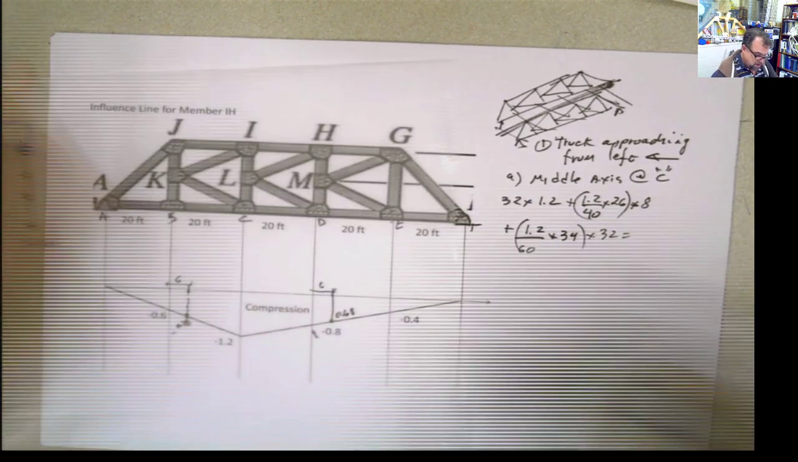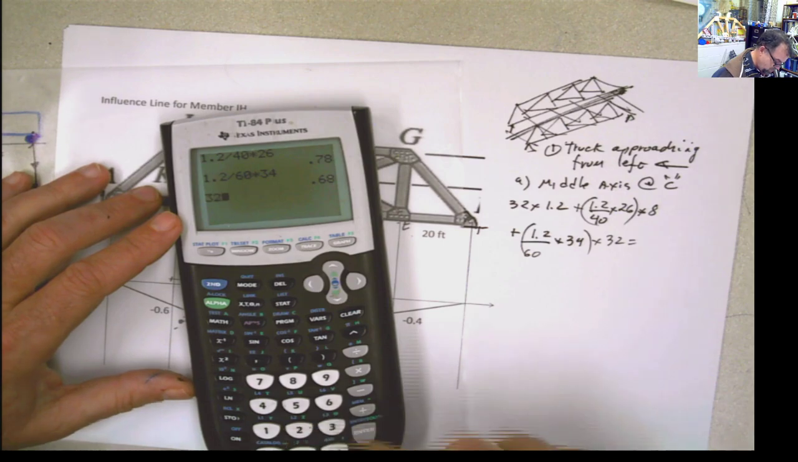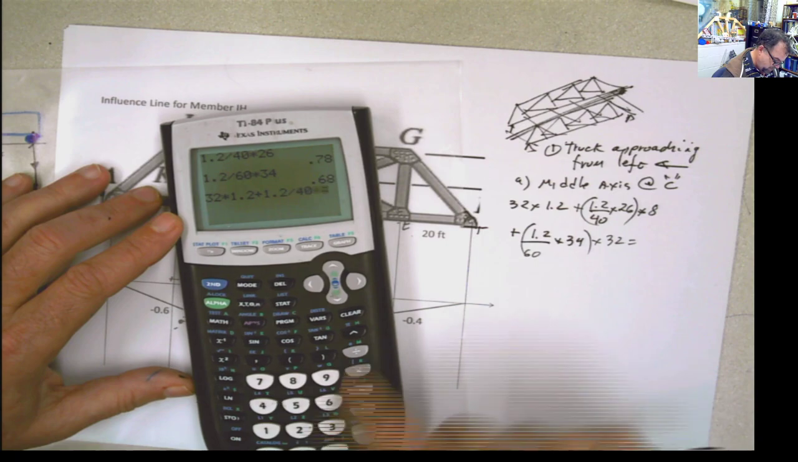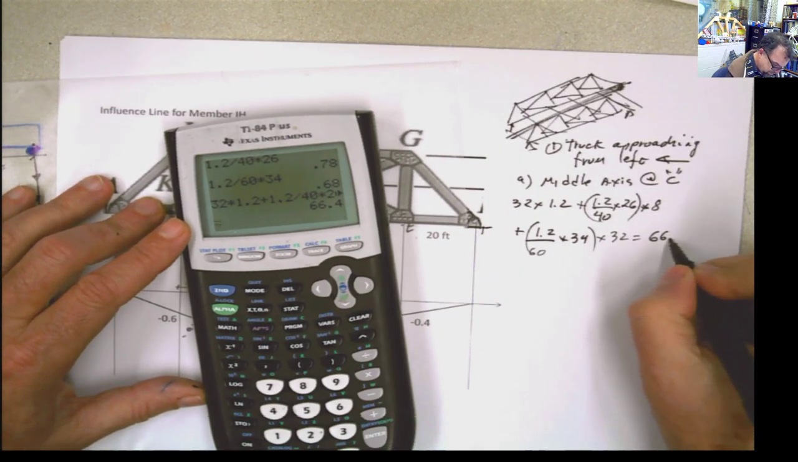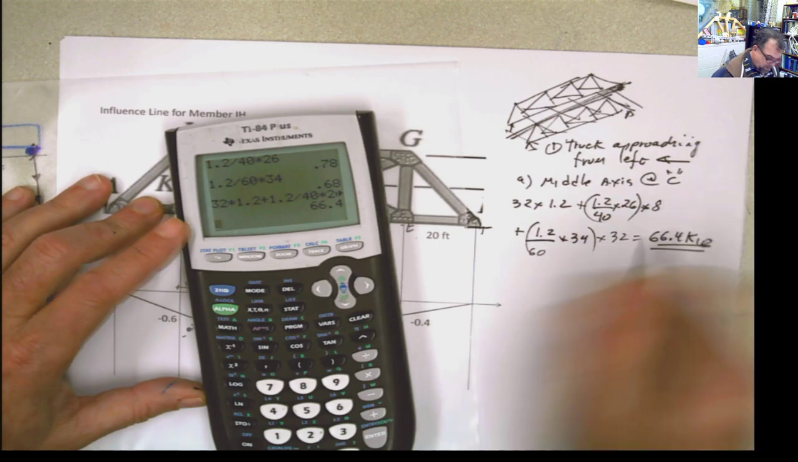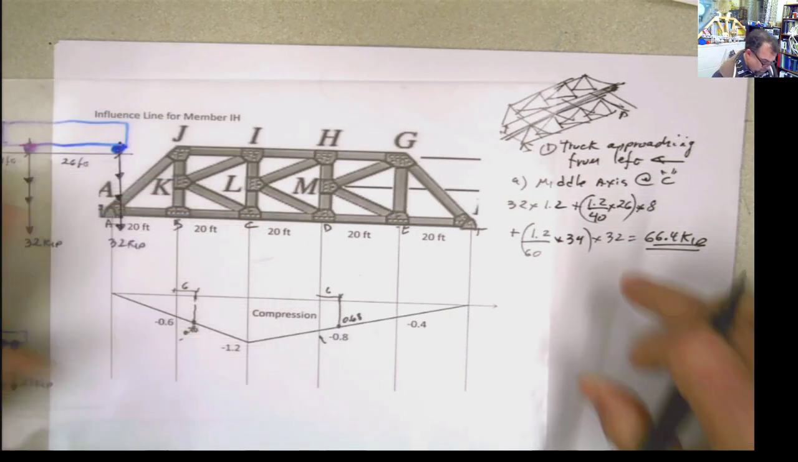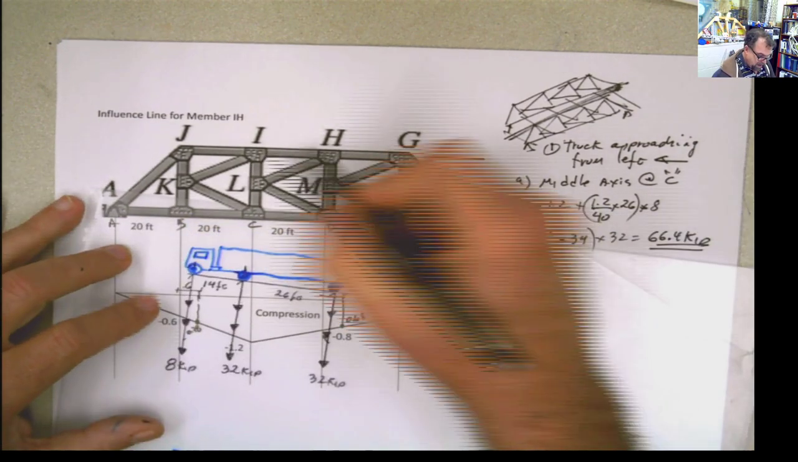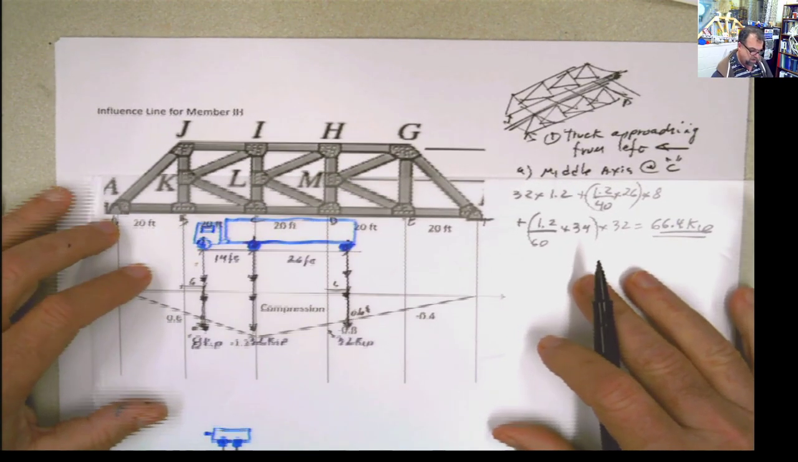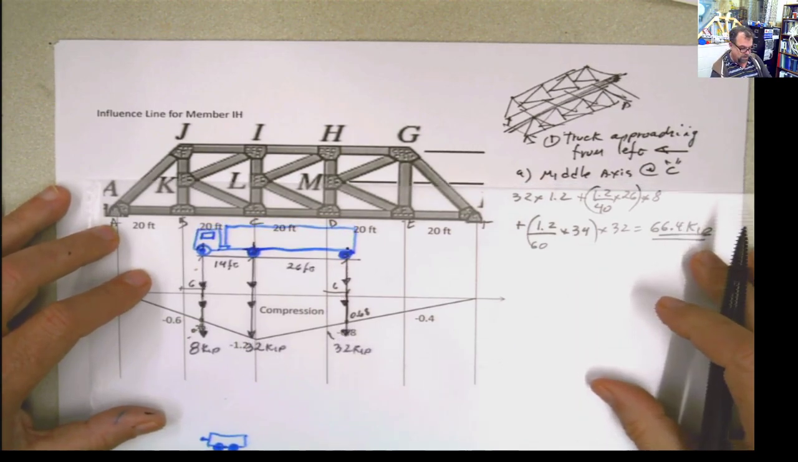Let's calculate this. You have 32 times 1.2, plus 1.2 divided by 40 multiplied by 26 multiplied by 8, plus 1.2 divided by 60 times 34 times 32, and the value is 66.4 kip. That will be the compression, because it's negative, right? The compression in the member IH when the vehicle is in that position.